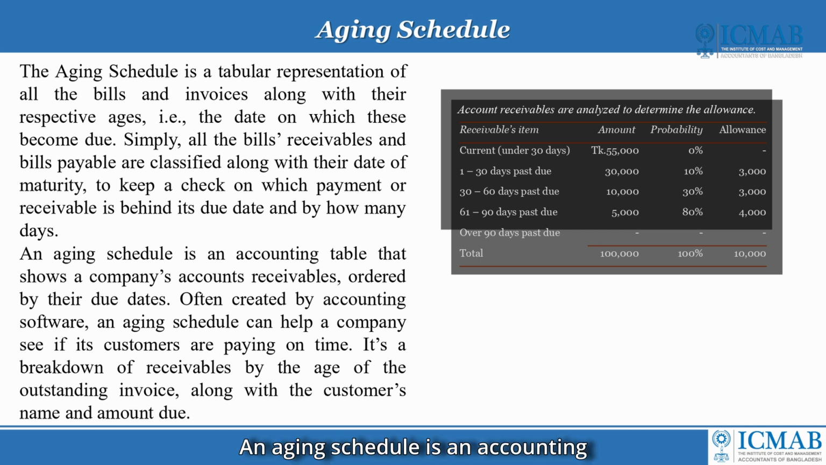An aging schedule is an accounting table that shows a company's account receivable ordered by their due dates. Often created by accounting software, an aging schedule can help a company see if its customers are paying on time. It's a breakdown of receivables by the age of the outstanding invoice along with the customer's name and amount due. Format of aging schedule is given in the slide.